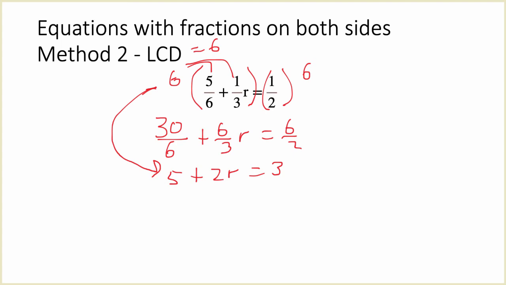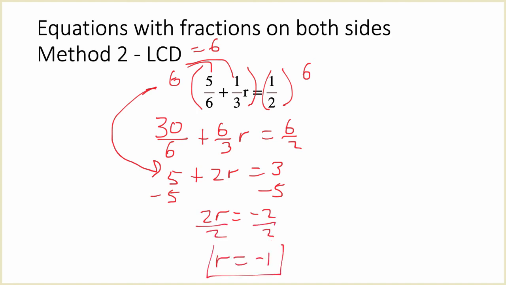Okay? And now we solve it like we've been solving equations. We move the 5 over first. We get -5 on both sides. We get 2r equals -2. And then we divide by 2. And we get r is -1. Just like the last slide. We have the same exact solution because it's the same exact equation. Except for this one, we're using the LCD method.